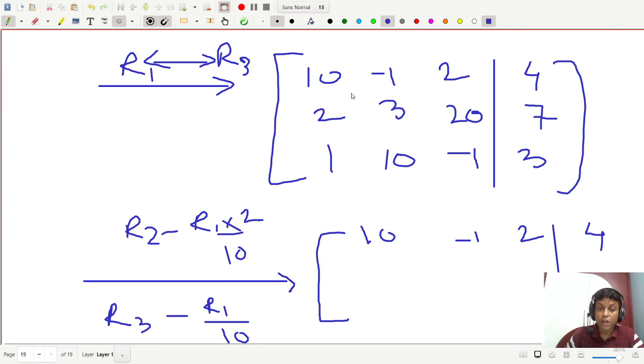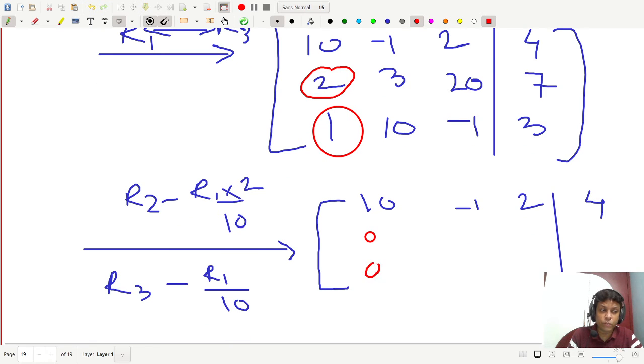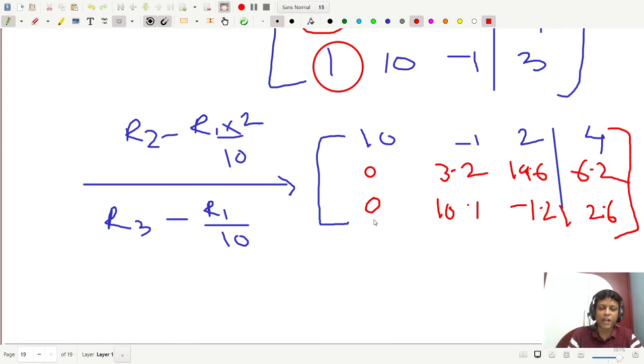My target is to eliminate these positions of x1, so this will be 0, this will be 0. If you apply it, I have calculated this, I'm writing it, you can check that. This is 19.6, because I have the calculation with me. So 6.2, 10.1, and minus 1.2, and the augmented portion will be 2.6. Now this is for elimination of x1.